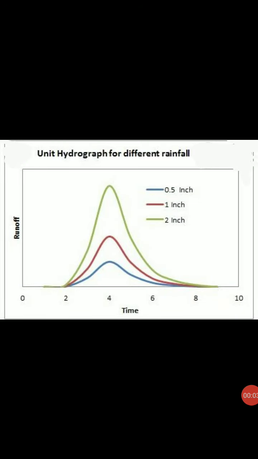Hello dear students. In this session, I am going to explain about unit hydrograph. Unit hydrograph method is widely used for flood estimation and flood prediction. Unit hydrograph of a drainage basin is the hydrograph of direct runoff resulting from 1 centimeter of effective rainfall of a unit duration generated uniformly over the basin area at a uniform rate.